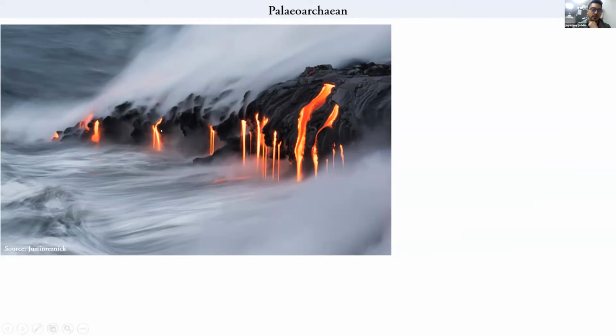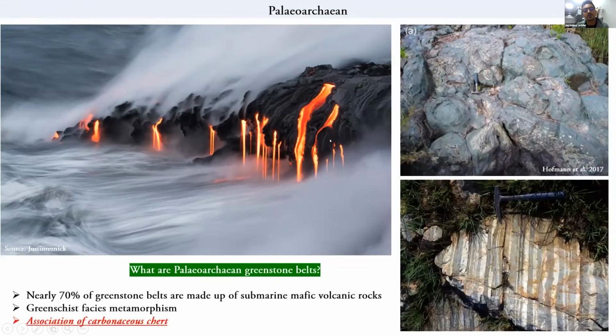And this is a photo taken from the Hawaiian island to show you a comparison of what the Paleoarchean Earth looked like. So 70% of the Paleoarchean greenstone sequence, or volcano-sedimentary rocks as we know them, is made up of submarine volcano-sedimentary rocks, mostly submarine volcanic rocks.